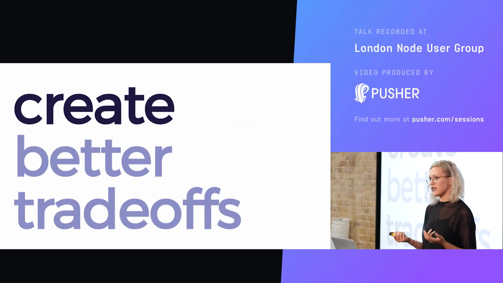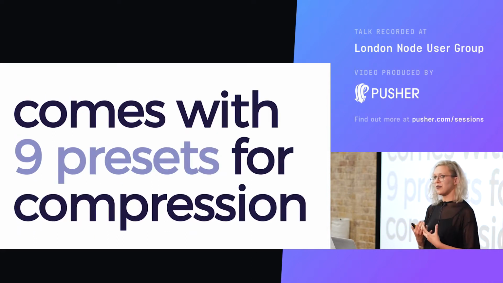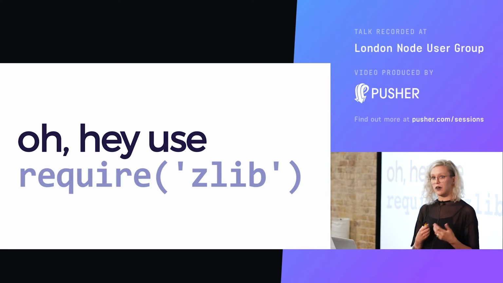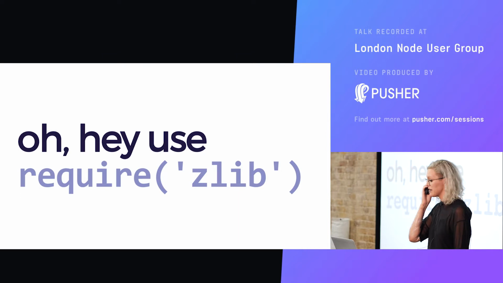And then you can create better trade-offs, and you're able to make different presets as to how compressed you want something. So if you go with a compression level 9, it's going to take a lot longer to get processed, but it'll be a lot more compressed than a compression level 1. And like I said before, because we're dealing with Node, we're able to require zlib and use that.